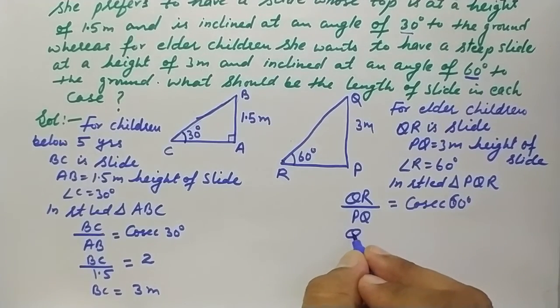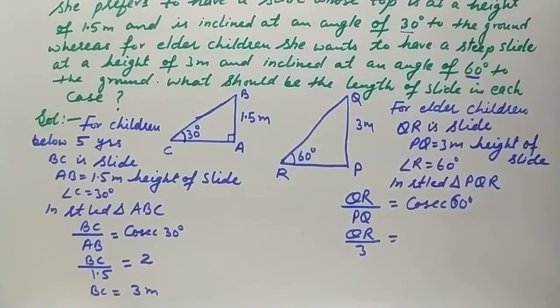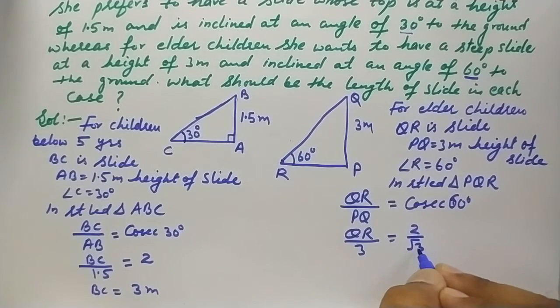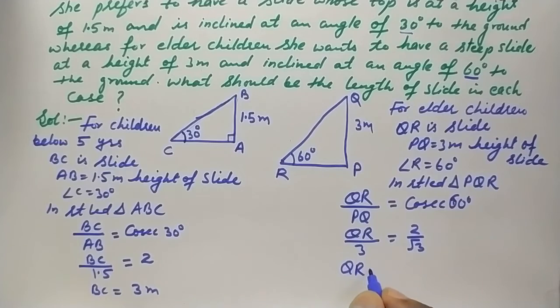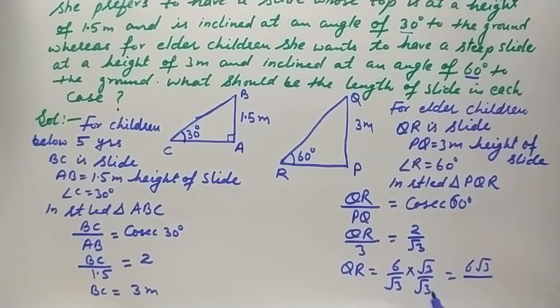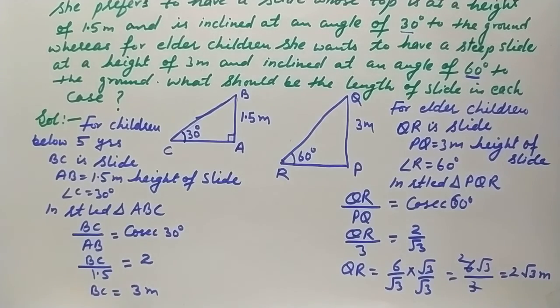Now QR is to be found out. PQ is 3 meter, and now cosecant 60. Sine 60 is root 3 by 2, so cosecant 60 is 2 by root 3. So QR will be, cross multiplying, 3 goes in the numerator, so 6 over root 3. You can rationalize here, multiplying by root 3 over root 3, so it becomes 6 root 3 over root 3 into root 3, which is 3. Three twos are 6, so 2 root 3 meter is the length of the slide in this case. So in the first case it is 3 meter, and in the second case it is 2 root 3 meter. This way we will do this question.